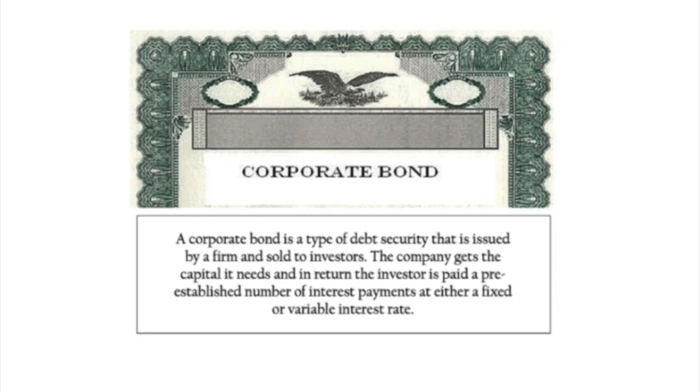So to begin with, what is a corporate bond? A corporate bond is a type of debt security that is issued by firms within the private sector and sold to investors. So the purpose is to acquire capital for business growth. If we consider government bonds, which are obviously different because they're not part of the private sector, the reason why the government issues these bonds is to raise capital to fund a deficit and increase government expenditure.